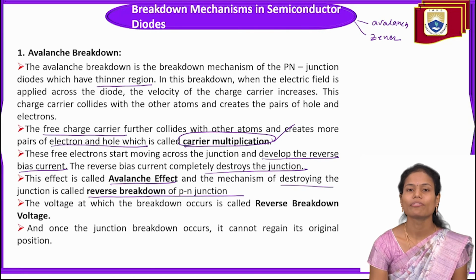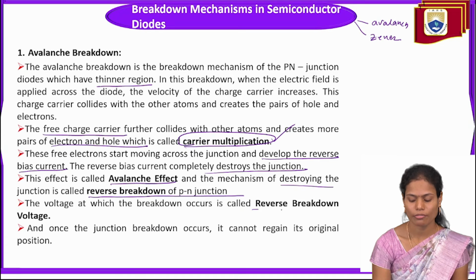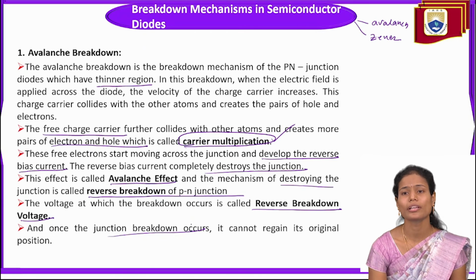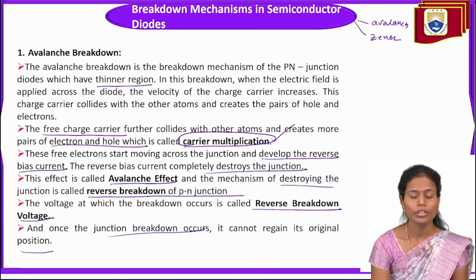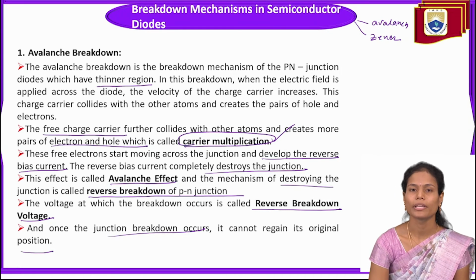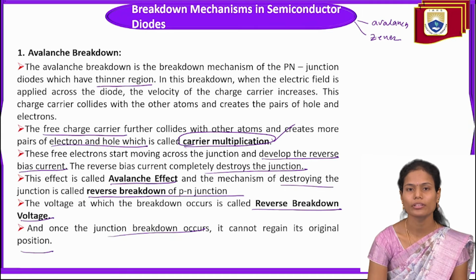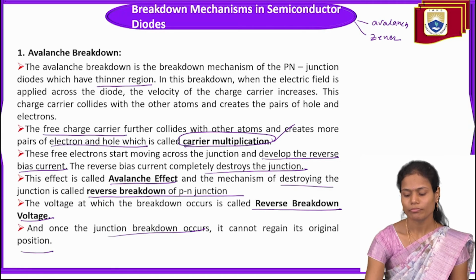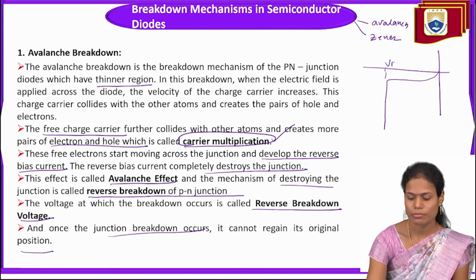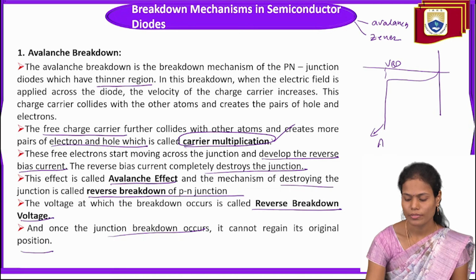The voltage at which the breakdown occurs is called the reverse breakdown voltage of the PN junction diode. Once the junction breakdown occurs, it cannot regain its original state. We cannot make it a normal device again, and the device is destroyed. Because of this breakdown voltage we get the avalanche effect.